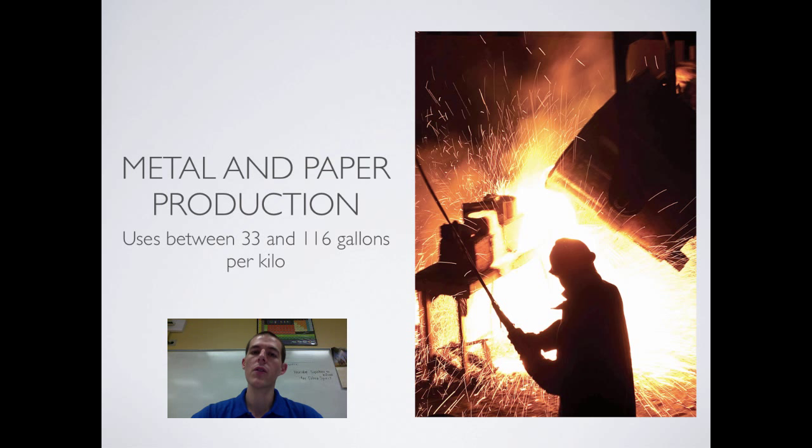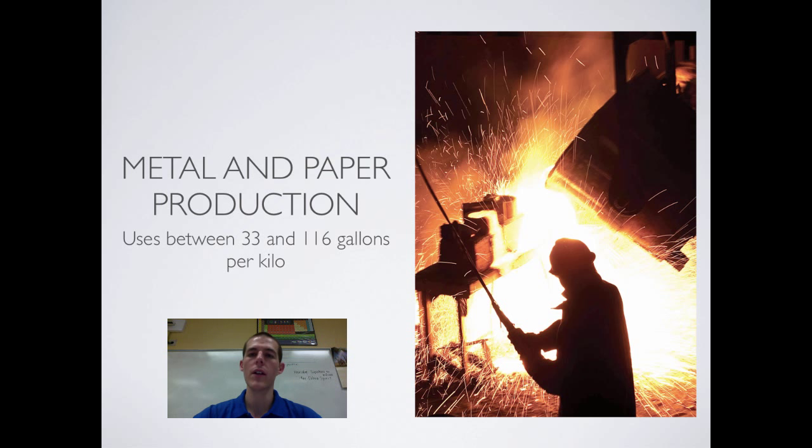Metal and paper production also account for a large proportion of our water usage. Both of these processes use an extensive amount of water for multiple things. When you talk about water use in industry, you got to talk about the cleaning of machines in factories, you got to talk about cooling machines, lubricating machines, the actual production of the paper or the metal. So there's a lot of ways in industry that water gets used.